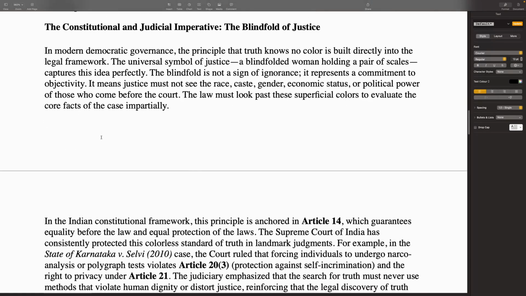The constitutional and judicial imperative. In modern democratic governance, the principle that truth knows no color is built directly into the legal framework. The universal symbol of justice, a blindfolded woman holding a pair of scales, captures this idea perfectly. The blindfold is not a sign of ignorance. It represents a commitment to objectivity.